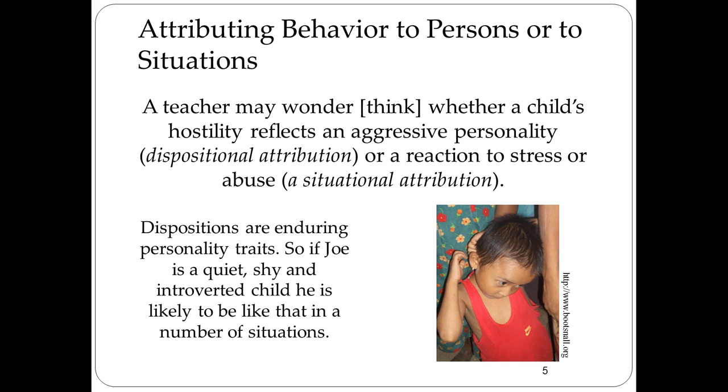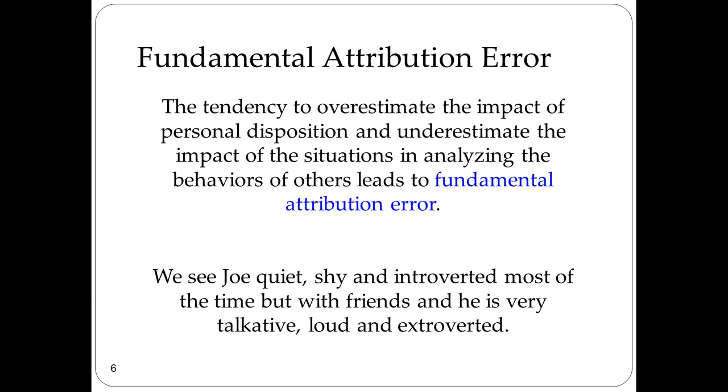Now, clearly, depending on the facts of the matter and what you witness, if you witness the situation, then you're more likely to give that situational attribution. But if no situation is visibly apparent, then you often go with the dispositional attribution. So like I said, that's the fundamental attribution error. Technically speaking, the fundamental attribution error is the tendency to overestimate the impact of personal disposition and underestimate the impact of situations in analyzing the behaviors.